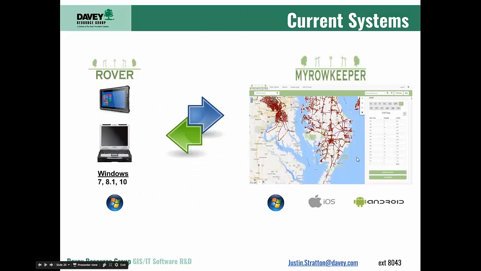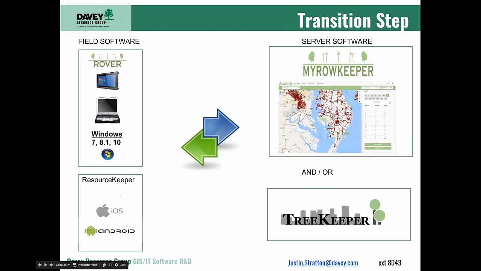So currently we have this idea of field software and server software. So we have Rover on the field side and we have MyRokeeper on the server side. And as we bring ResourceKeeper online, there will be a transition step where we will have Rover still in use in the field and ResourceKeeper as well. And those two systems will be able to communicate with MyRokeeper or TreeKeeper 8.